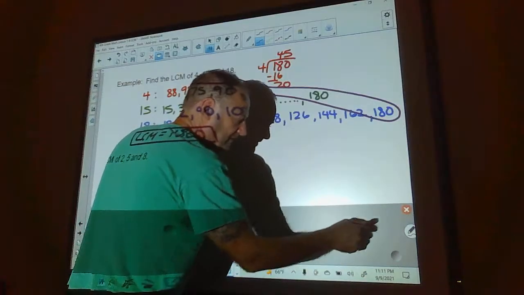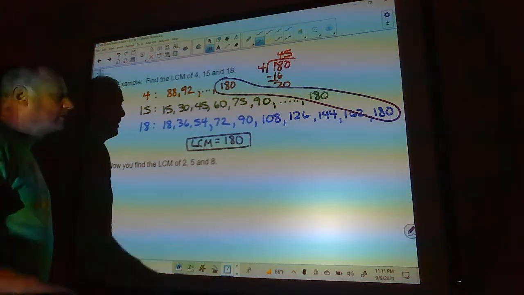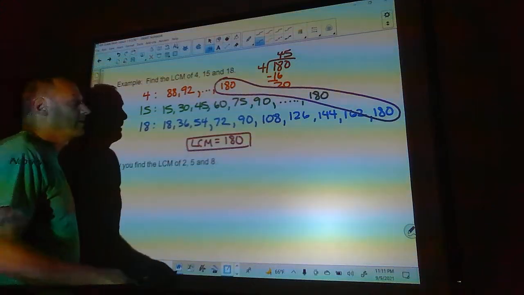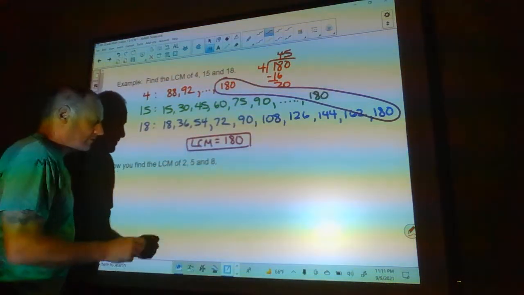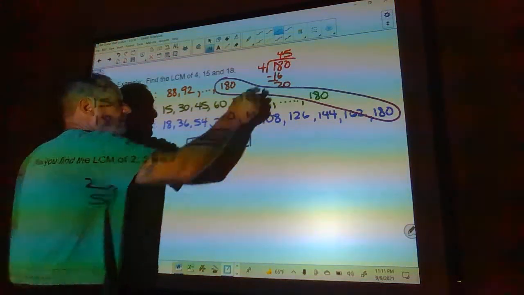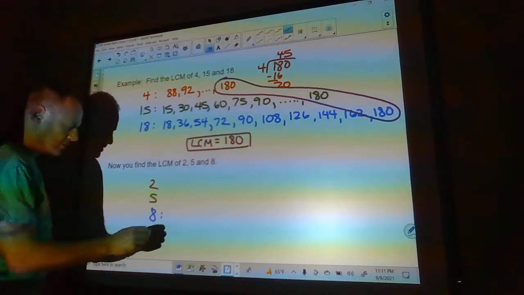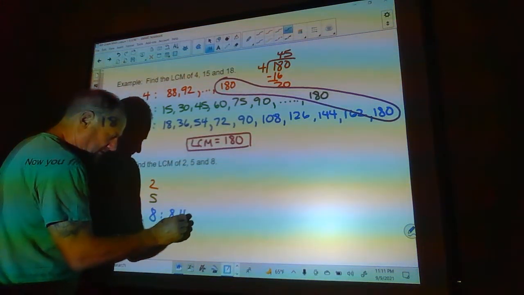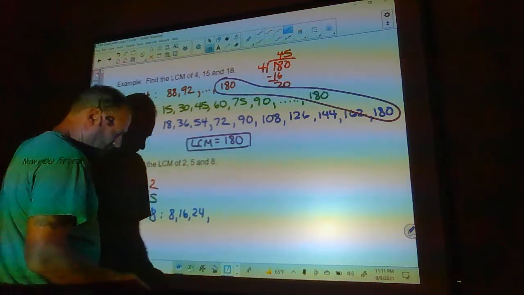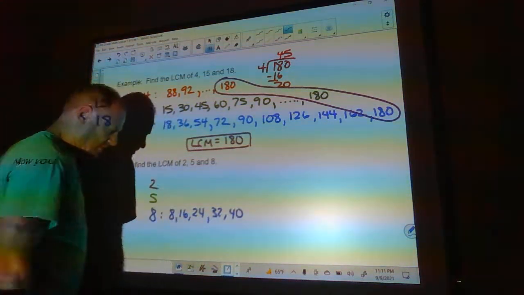Okay, find the least common multiple of 2, 5, and 8. You do that on your own. Pause the video, jump off of here, do it, and then come back on. Okay, so let's go 2, 5, and 8. All right, I'm going to start with the biggest number. So 8, 16, 24, 32, and then 40. All right, that's good enough.